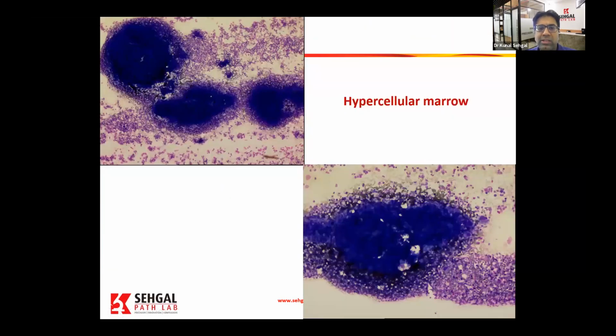So we'll just see examples. This is a child with leukemia, around, say, a 15-year-old child. You're not seeing a single fat space in this particle. At any age, this is a very packed marrow.